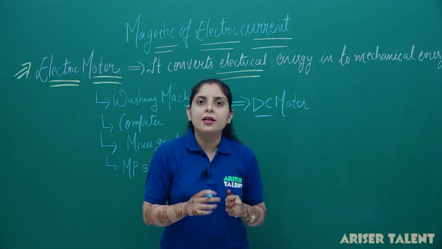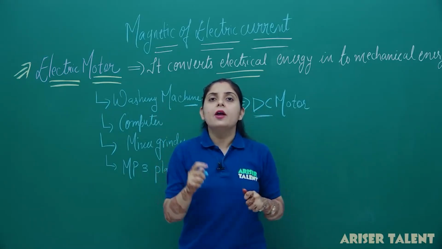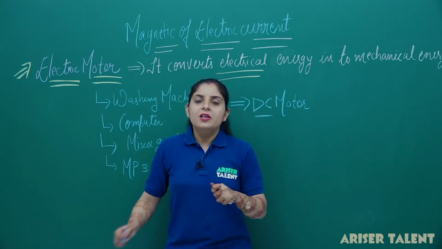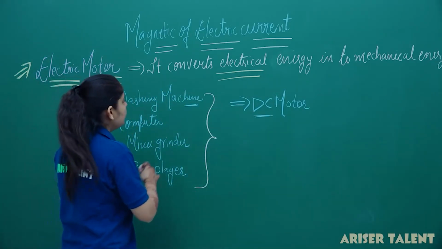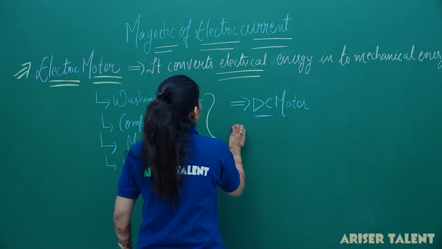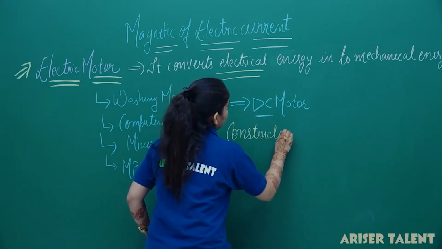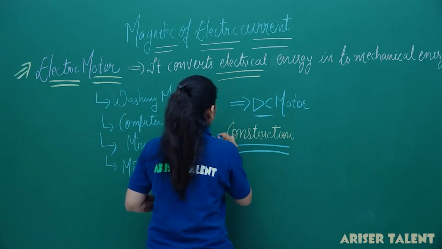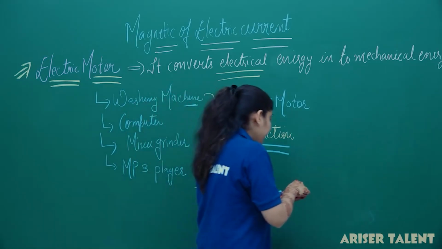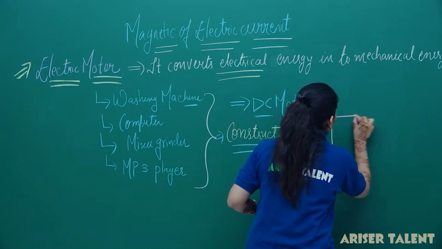So similar to the generator, it also consists of two strong magnets in which the rectangular coil is going to be rotated. So let's move to the construction of the electric motor. In the construction part, firstly we have the two strong electromagnets.